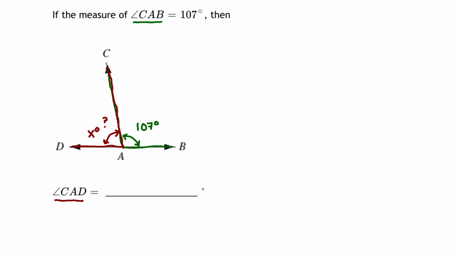Now, if you look at the diagram, those two angles together form a straight line. And when two angles form a straight line, we give them a special name. We call them supplementary angles. And so supplementary angles form a straight line. And I'm just going to write that down. Supplementary angles form a straight line.